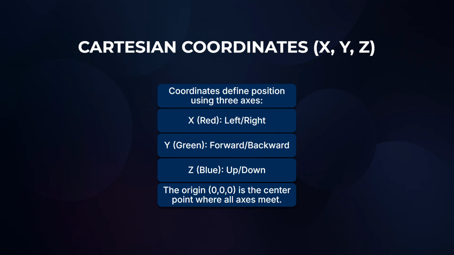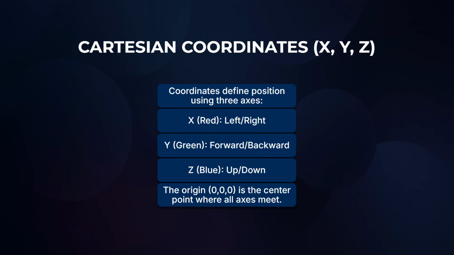The point where all these axes meet, 0, 0, 0, is called the origin. It's like the center of your universe in 3D space. Everything you place is measured in units relative to this point. If an object has coordinates 2, 0, -3, it means 2 units to the right, 0 units forward or backward, and 3 units below the center.